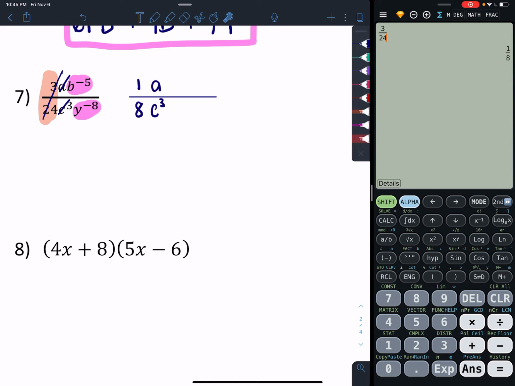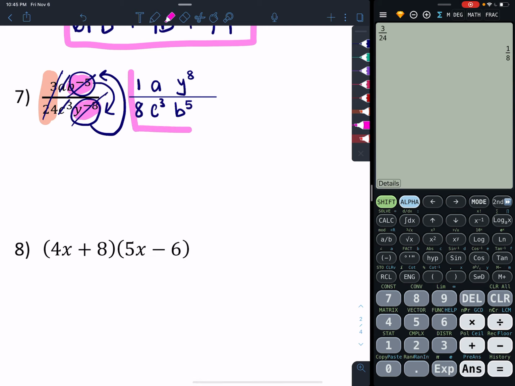And now we're going to look at this b to the negative 5. In order to get rid of this negative exponent, we need to move the entire thing down into the denominator. So we're going to take all of this, move it down, and that's going to become b to the power of positive 5. And then we can cross that off. The same thing is going to happen with this y to the power of negative 8. If we move that to the top, now it's going to become y to the power of positive 8. And now that's been dealt with.